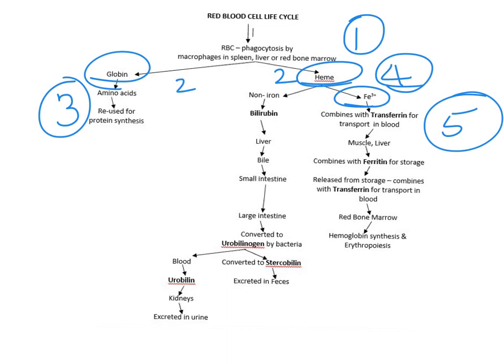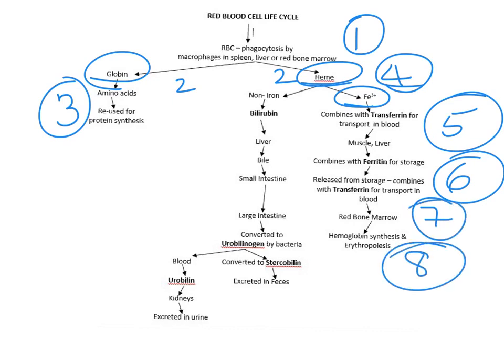muscles and the liver, and then be stored, and if needed will be released from storage, recombining with the transferrin in the blood, transported to the red bone marrow, and then resynthesized. The hemoglobin will be resynthesized, the red blood cells will be resynthesized via erythropoiesis, and then put back into circulation. Looking now at what happens to the non-iron component of the heme.